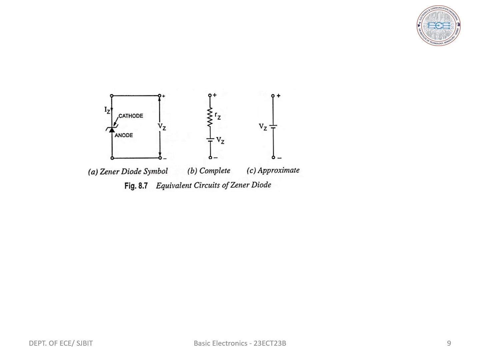Rz is called the dynamic resistance of the Zener breakdown. Next, breakdown mechanisms in a Zener diode. In a Zener diode, there are two different types of breakdown mechanisms. They are Zener breakdown and avalanche breakdown.